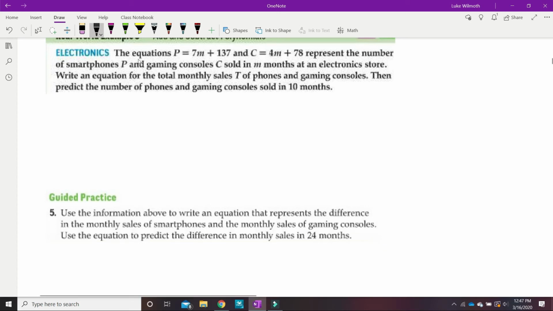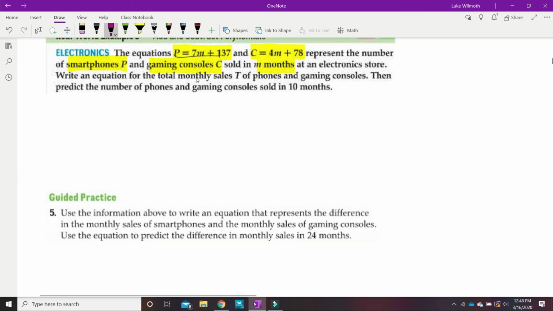The equations P equals 7m plus 137 and C equals 4m plus 78 represent the number of smartphones P and the number of gaming consoles, C, sold in M months. Now I just highlighted those so we could see what these letters actually mean, because at the end it's going to ask us a question about what they mean.